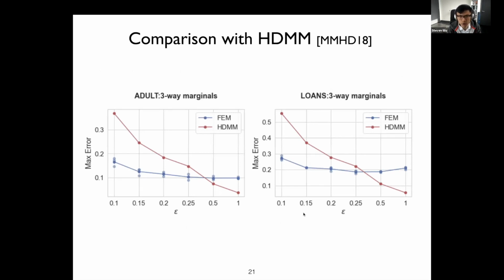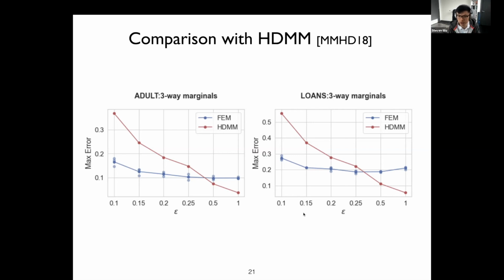In particular, we mainly focus on this follow the perturbed leader with exponential mechanism and compare it with HDMM, which I think is a very useful and practical algorithm currently deployed with the census. And I have to be honest that HDMM is a really good algorithm. It's really hard to beat. And I think in a lot of regimes HDMM, sorry, it means high dimensional matrix mechanism, is probably still the go-to algorithm.